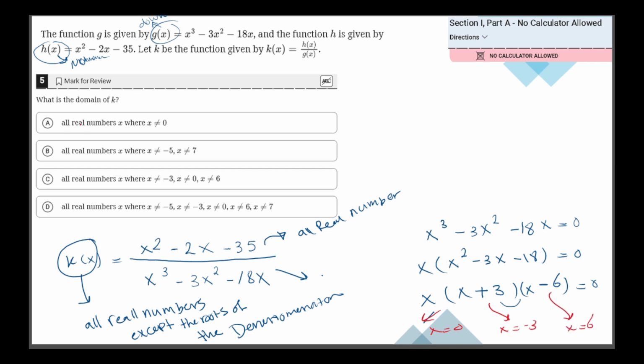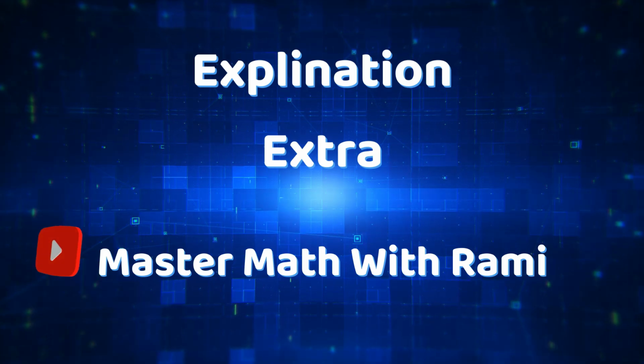If we return back to the choices, we can see choice letter A, all real numbers x where x is not equal to 0, then all real numbers x where x is not equal to negative 5 and 7, then all real numbers x where x is not equal to negative 3, 0, and 6. Here we go. Yeah, so this is our choice. So what does this mean?